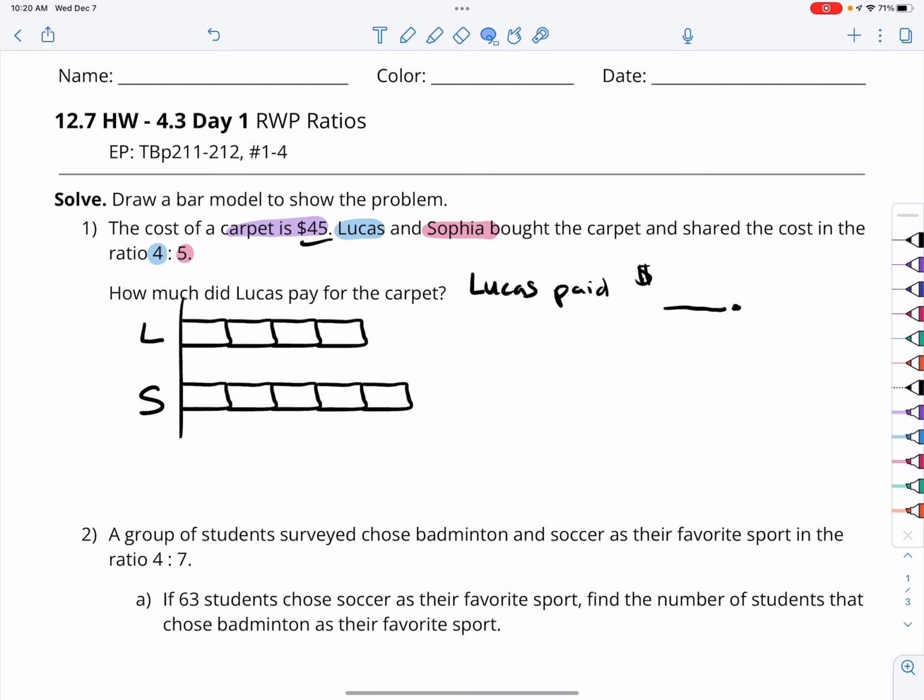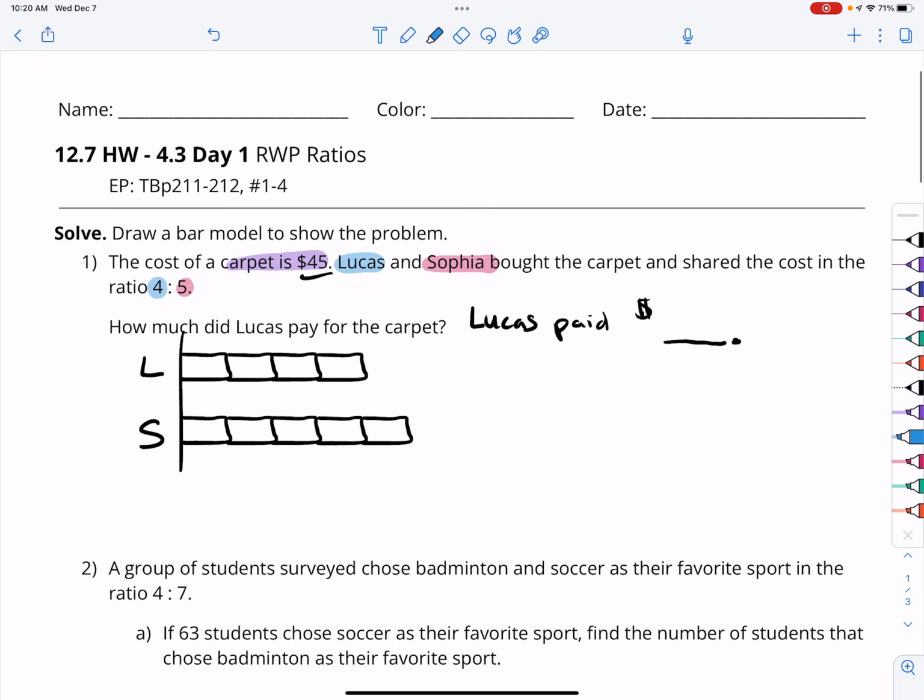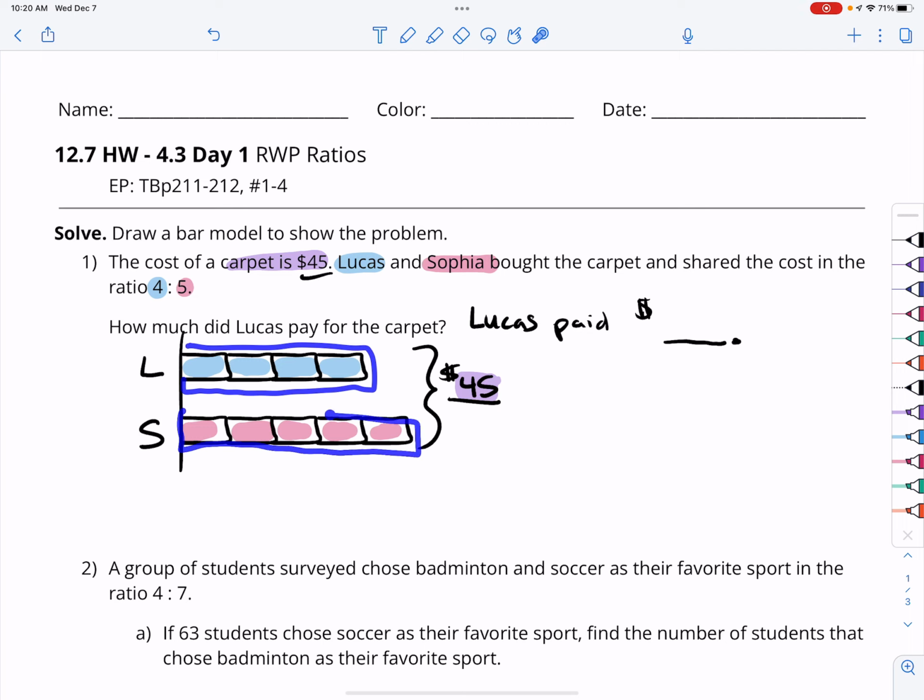So that is going to be really helpful when determining my reasonable answer. Sophia, and here is our total. So I've taken a moment to show this information on a bar model. So I've got it all set. I know that the ratio was 4 to 5, so I did Lucas having 4 portions, Sophia having 5 portions. That means Sophia paid 1 more portion than Lucas, and the cost of the entire carpet is 45.